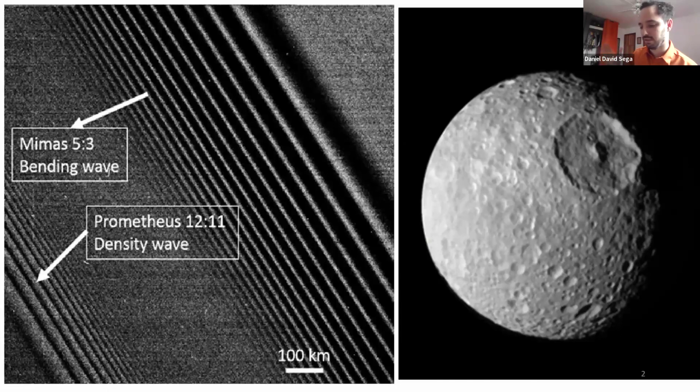So you can't just hit the bending waves with the same hammer that you hit the density waves. Particularly these two waves here are a good example because they're in the same region of the ring. And if you use them to measure different properties, you get different answers. And we're going to talk about that and what that might imply.